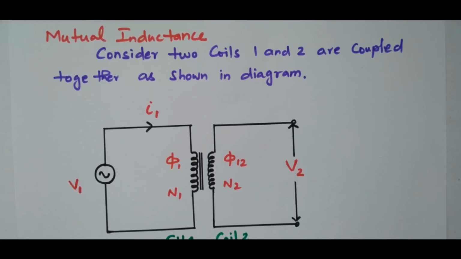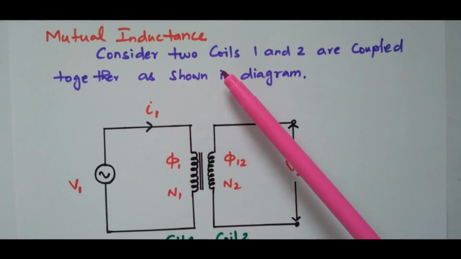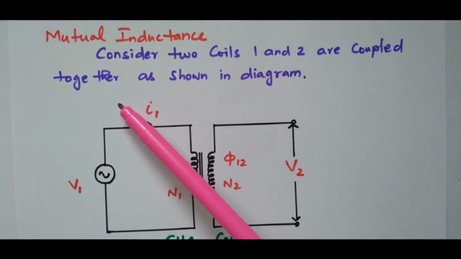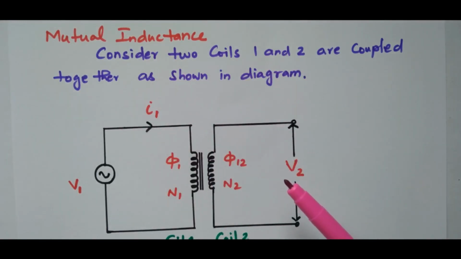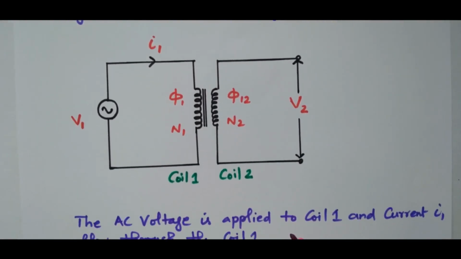In mutual inductance, two coils are available, coil 1 and coil 2, and they are coupled together. Mutual inductance happens between two coils. Refer to this diagram. This is coil 1, this is coil 2. The number of turns in coil 1 is N1. The number of turns in coil 2 is N2. Coil 1 is energized by the AC supply, given the AC voltage V1.